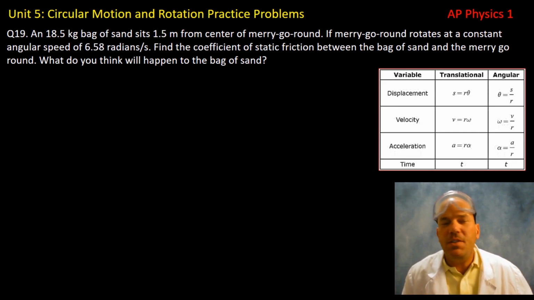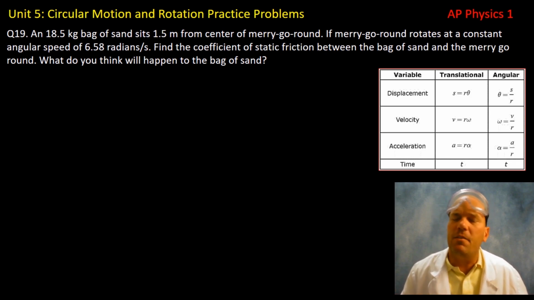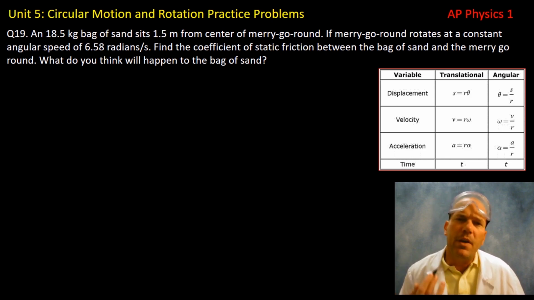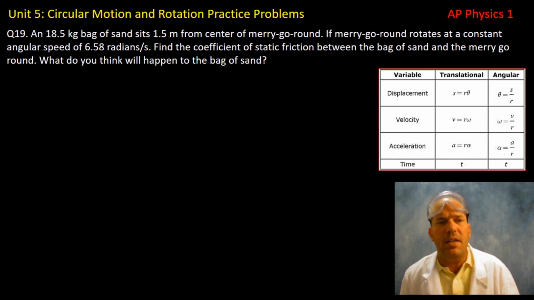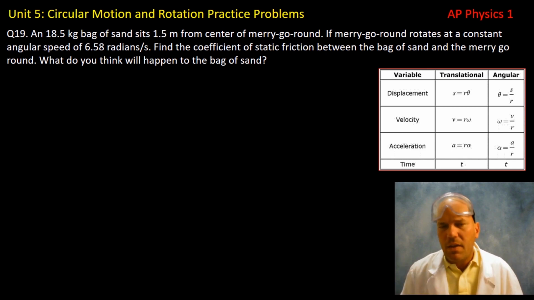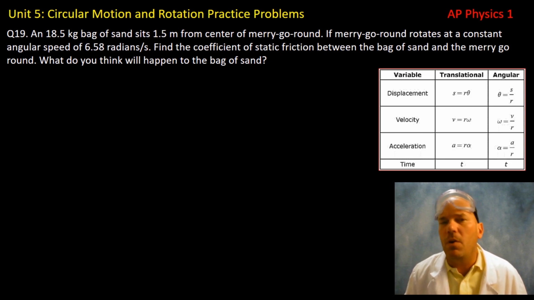All right, so in question 19, we have a bag of sand that is on a merry-go-round. We're given the radius, we're given the mass, and we're told that it's rotating with a constant angular velocity of 6.58 radians per second. We are asked to find the coefficient of static friction between the bag of sand and the merry-go-round. Lastly, you're asked, what do you think will happen to the bag of sand?